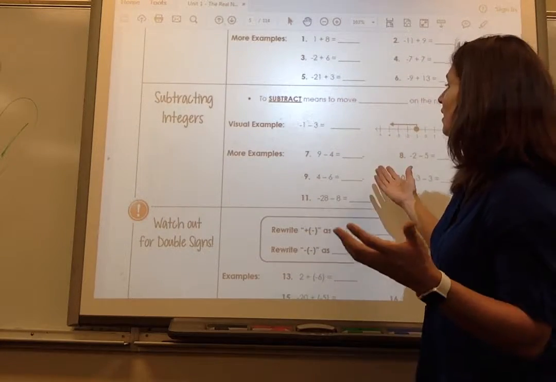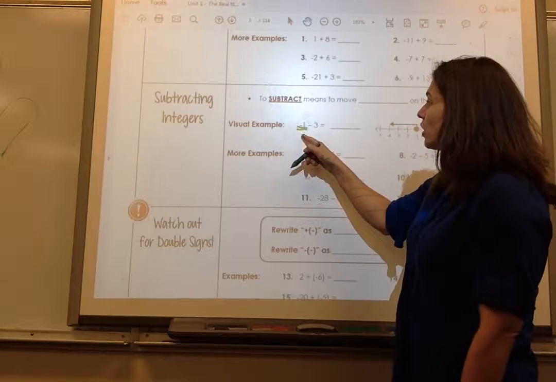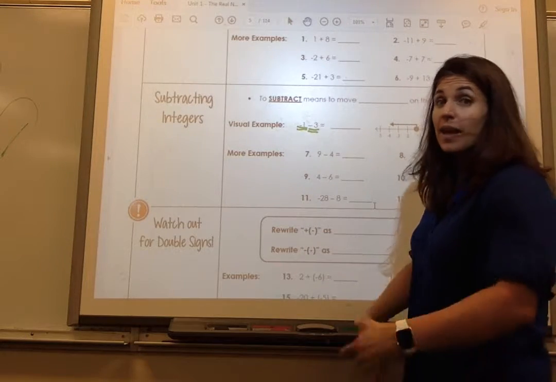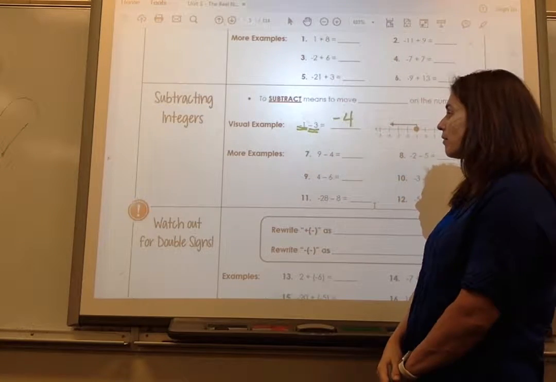Subtracting, it's the same thing. You're just dealing with red or yellow chips. You've got 1 red chip. You have 3 red chips. How many red chips do you have? 4 red chips. So my sign would be negative.